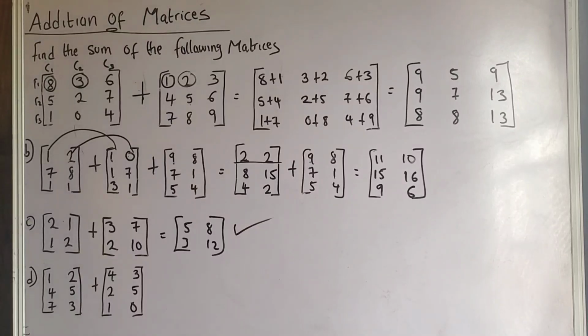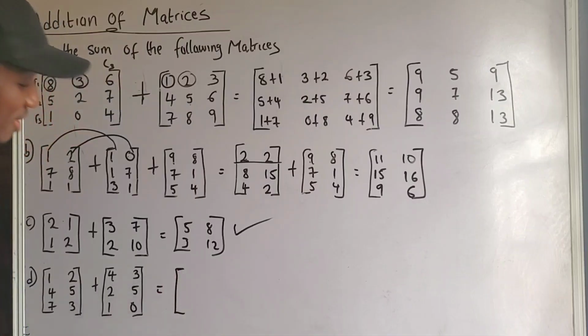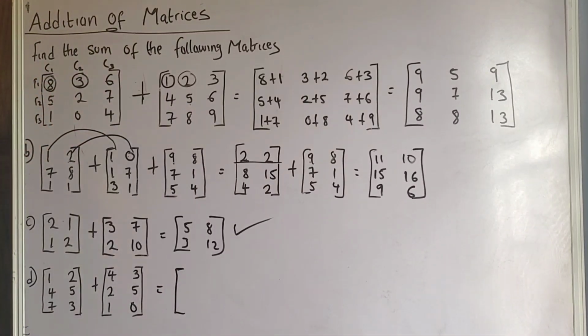Okay, now what of the fourth example? The fourth example that we're having consists of, what is the order of this matrix? The order of this matrix is 3 by 2. So since both matrices have the same order, they can be summed. Okay, so you can try this by yourself and then tell me your answer.